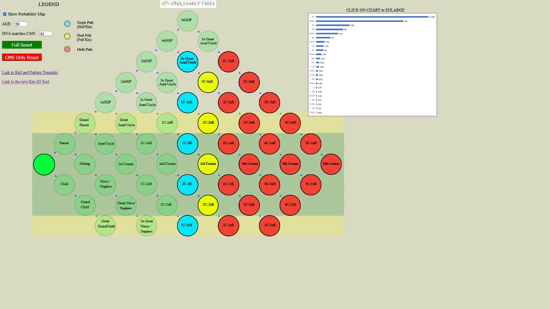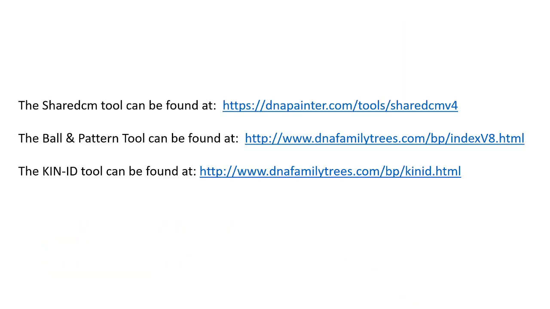And so the ball and pattern tool, it's in beta. Check it out. It's in the link shown right here. The KinID tool, it's in full form. It's not beta. It's ready. You go use it. The ball and pattern tool, while it is in beta, it's still pretty much in full form. What we're doing is we're tweaking.